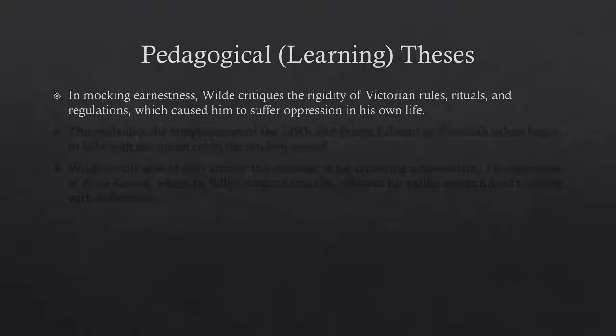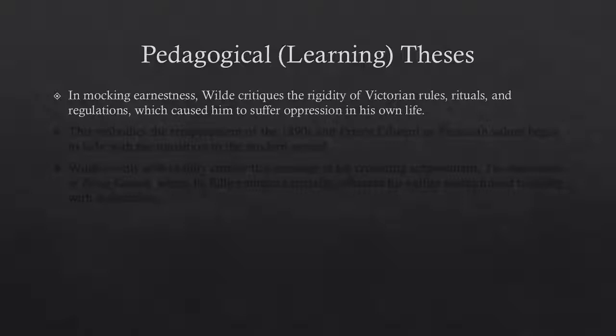In mocking earnestness, Wilde critiques the rigidity of Victorian rules, rituals, and regulations, which caused him to suffer oppression in his own life. He wrote this before he went to prison, but he was a smart guy, so he knew what living openly as a homosexual could cost him, and he still went ahead and lived that way. So he openly challenged the Victorian rules.